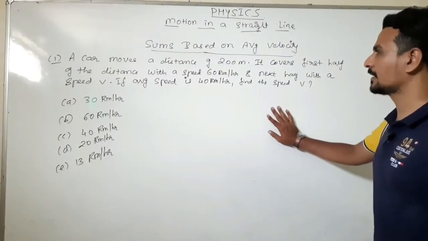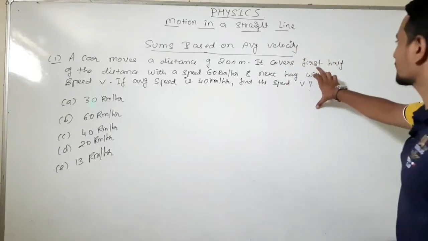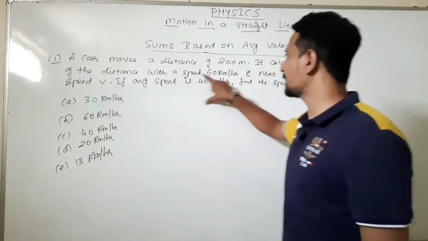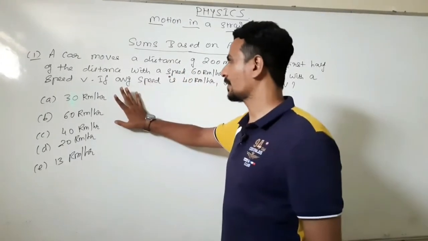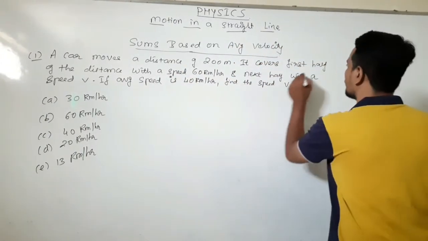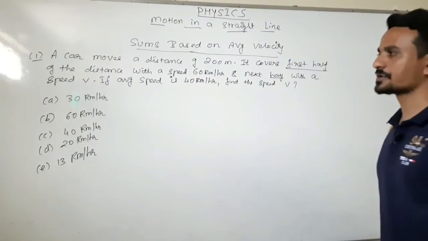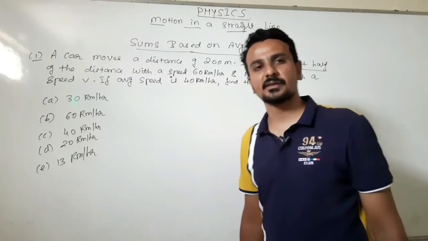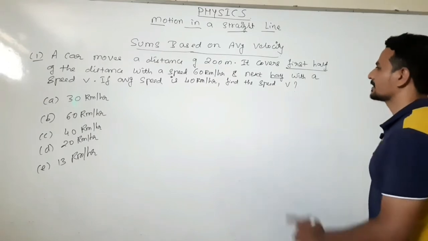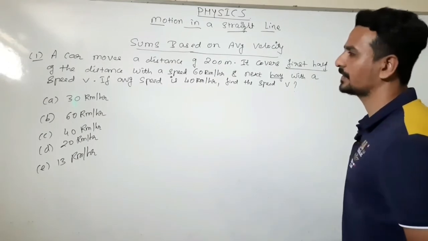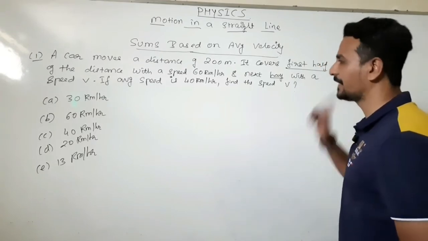A car is traveling a distance of 200 meter. It covers the first half of the distance with a speed 60 km per hour and the next half with a speed v. So the question itself is saying that the distance remains the same, first half and next half, right? If average speed is 40, what is the speed v?